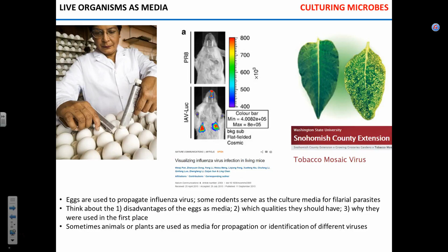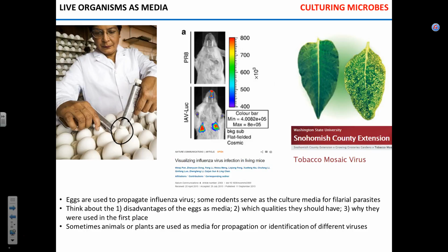Actually, the influenza virus that is used in vaccine preparation is grown in the eggs. You can actually see the person inoculating eggs with influenza. It's kind of a boring job, I would say. Really boring job.